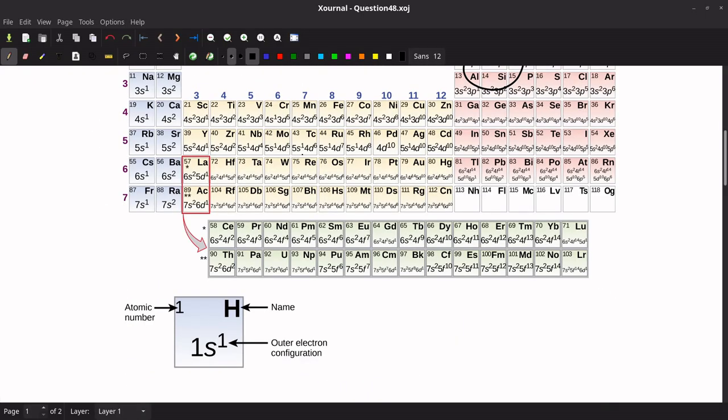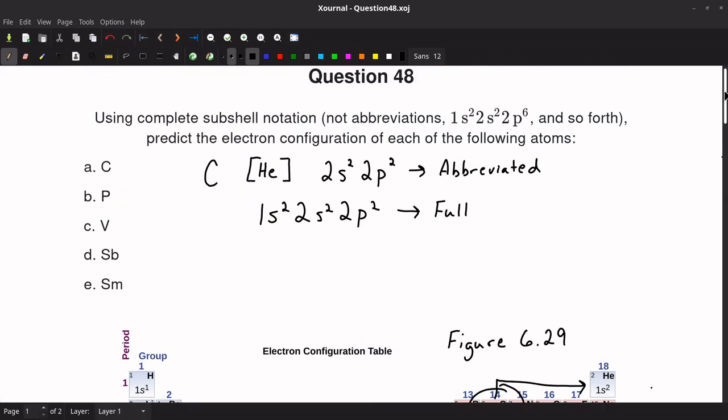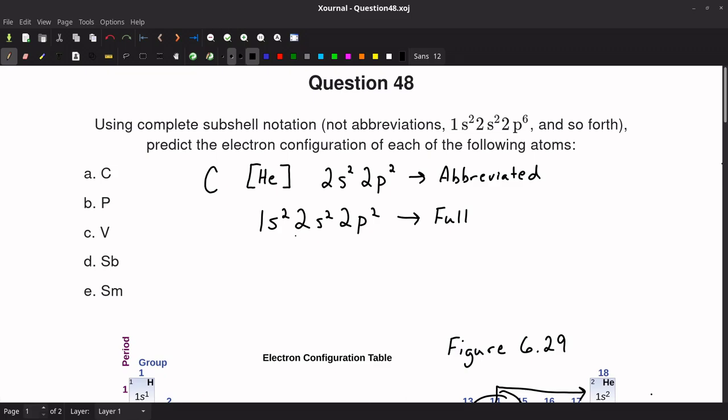So the highest N level. So these coefficients here are the N levels. So the highest N level here is 2. These superscripts here are going to be the number of electrons. So there's 2 electrons in that s orbital, and there's 2 electrons in p orbitals, for a total of 4 valence electrons for carbon. And this is a thing that's never going to change. Carbon's always going to have 4 valence electrons.